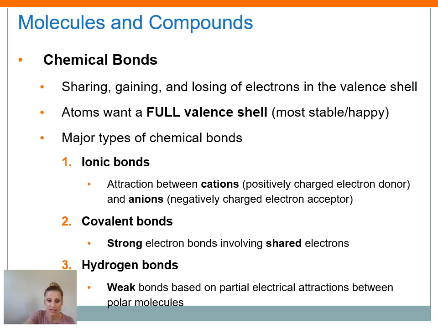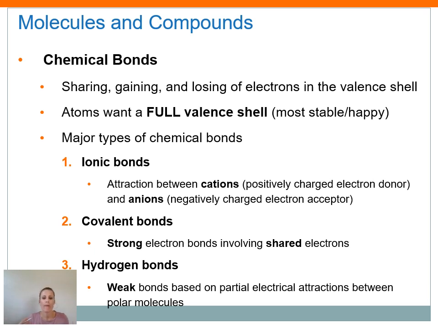A covalent bond is a strong bond that occurs when we have two atoms that share electrons with each other. Okay, so they come together and nobody gives away an electron, nobody takes an electron, they just share them with each other.